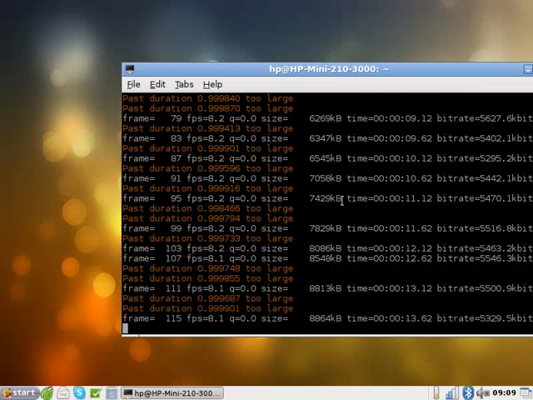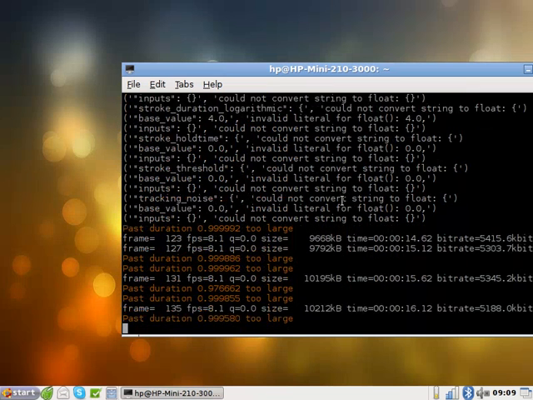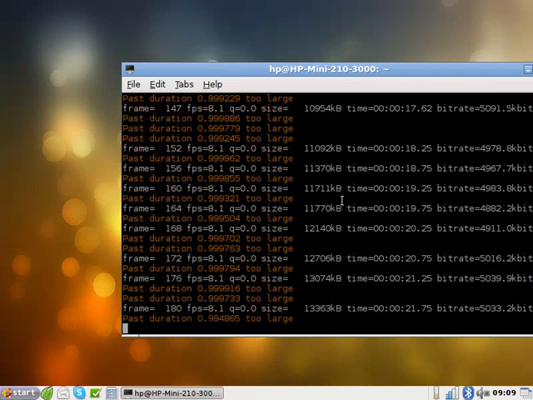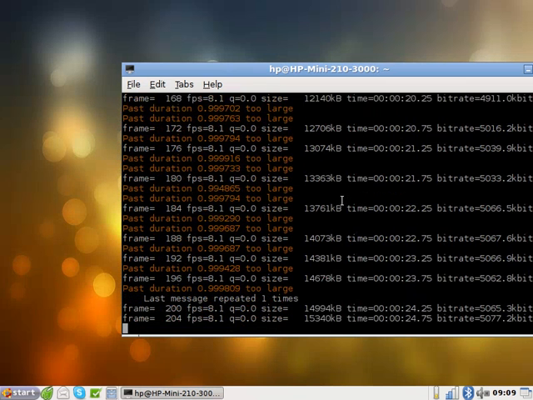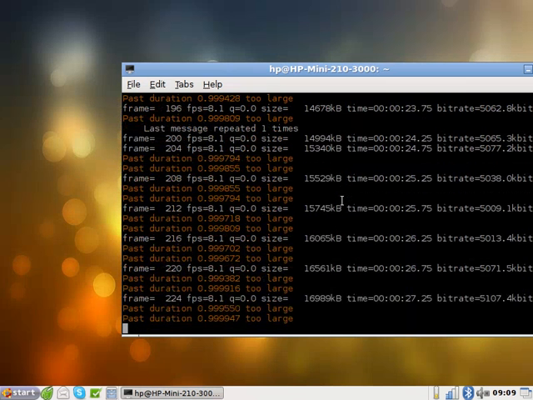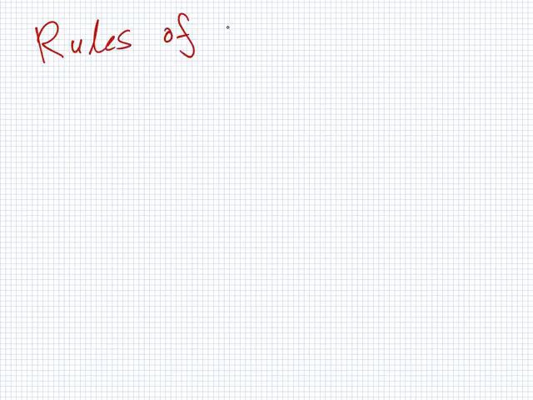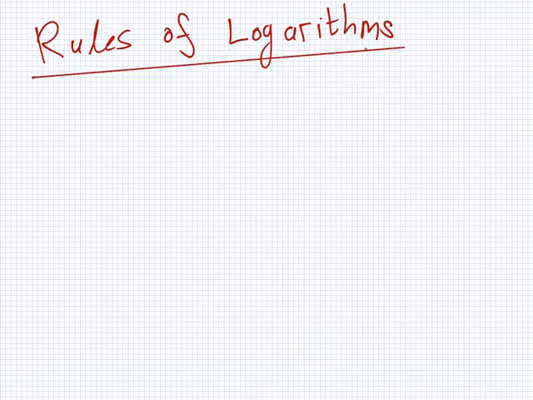Next, we're doing logs. Logs. Yeah. So last time we were looking at powers. Now we're looking at logs, which is kind of like the opposite of powers. Okay, if you can write this down. Rules of logs.